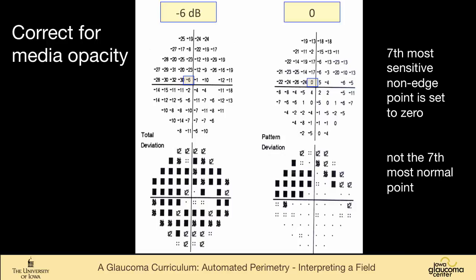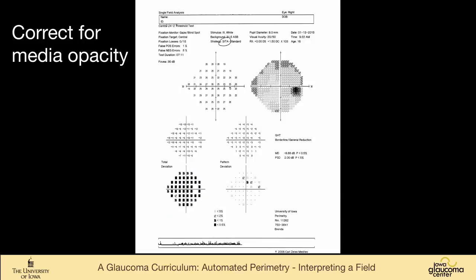The main function of this is to correct for media opacity. So if you have a field like this on the left, the total deviation is all depressed because this patient has cataract and glaucoma. So what the perimeter does is select the 7th most sensitive point and set that point as the 0 point, which in this case is 6 decibels below normal for age. This is the 7th most sensitive non-edge point. It's not the seventh most normal point, seventh most sensitive.